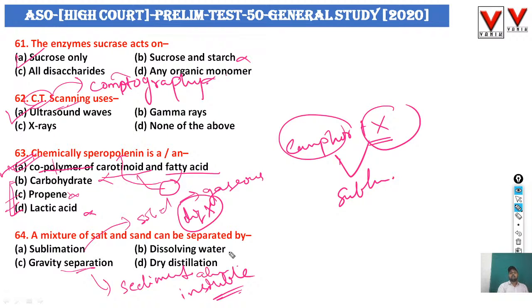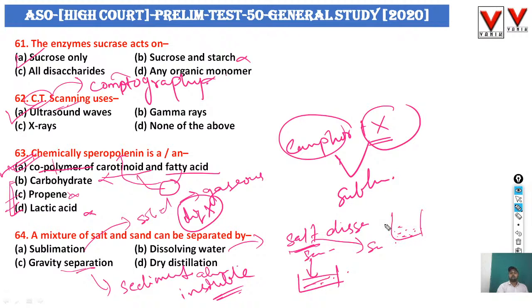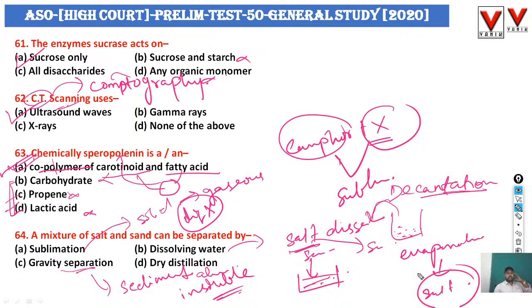Then we have dissolving in water. If you have salt and sand, salt is soluble in water, but sand is not. Sand is going to settle at the bottom, and the salt is going to dissolve in water. Once you mix the salt and sand in water, allow the mixture to settle for some time. You will find the sand particles settling below. Simply drain out the water from above by means of the decantation process. Then go for evaporation, and finally you will be left with salt. This is how you can separate sand and salt. So the most appropriate answer is option B, dissolving in water. Hope it is clear to you all.